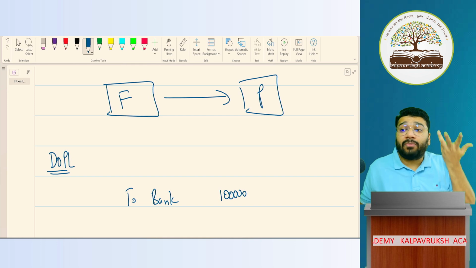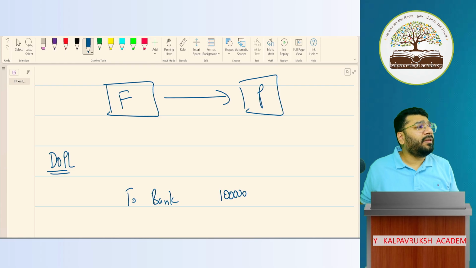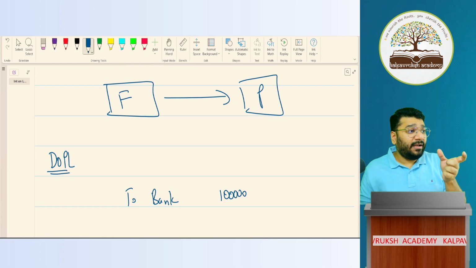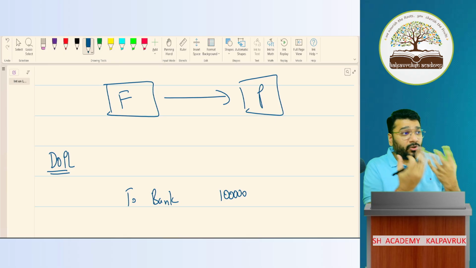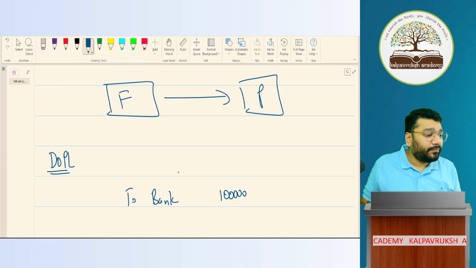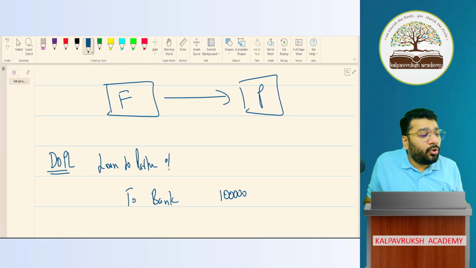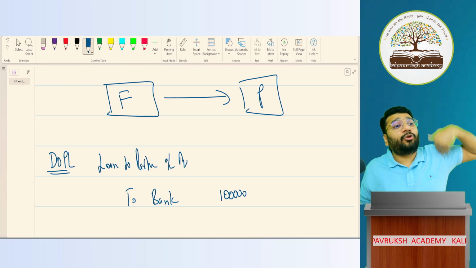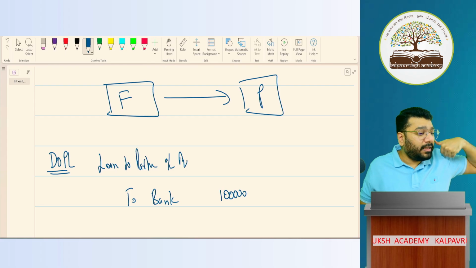Now what should be the name of this ledger? Very simple. The name should be in such a way that when I read it, I understand that this money is going to come back to me. So what is the name? Loan to partner. So this is a loan given to the partner, which will come back to me in future. So loan to partner account debit.